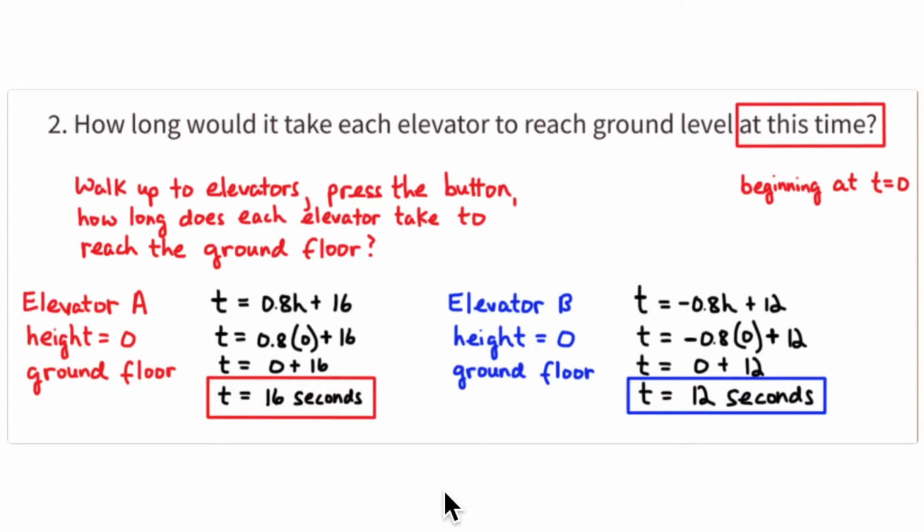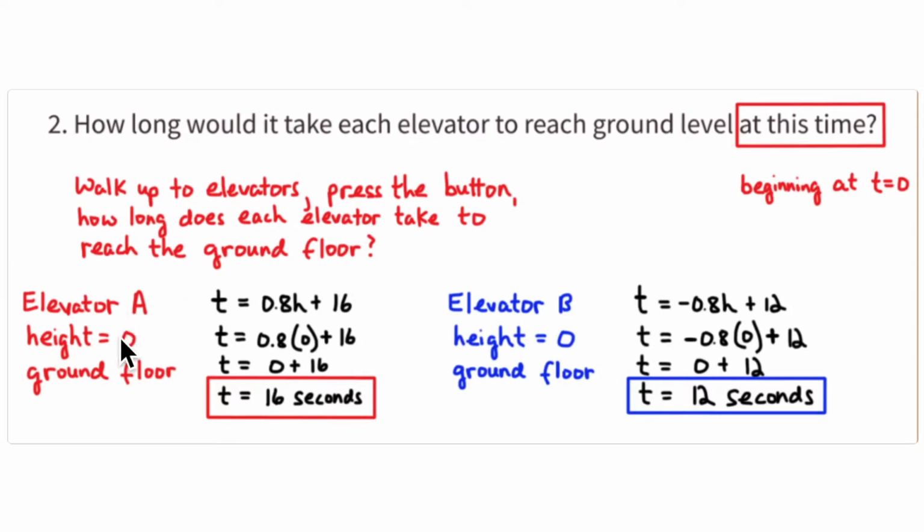It's actually a bit easier for me to answer question 2, which says, how long would it take each elevator to reach ground level at this time? And that time is time 0. That's the time when you walk up to the elevators. And this question really is asking after this time, not at this time, but how long. So you walk up to the elevators, press the button. How long does it take each elevator, or how long does each elevator take to reach the ground floor? So you're standing there. How long is it going to be before those elevator doors open?